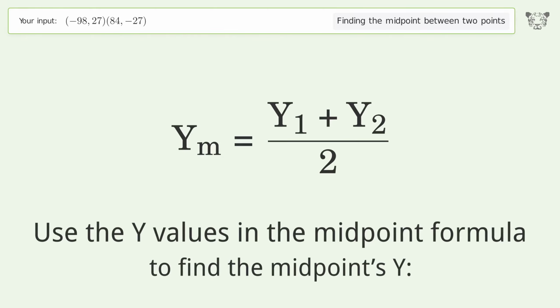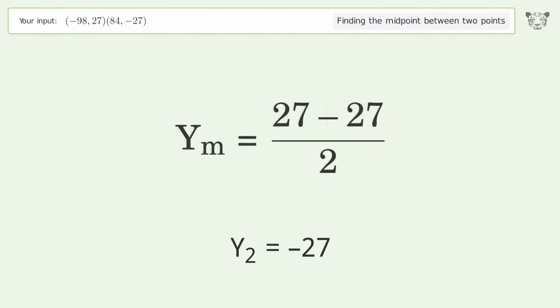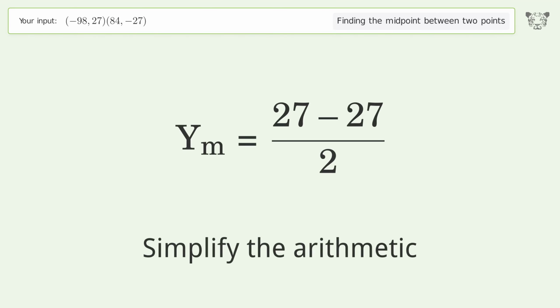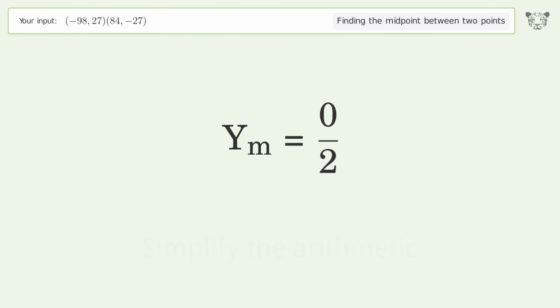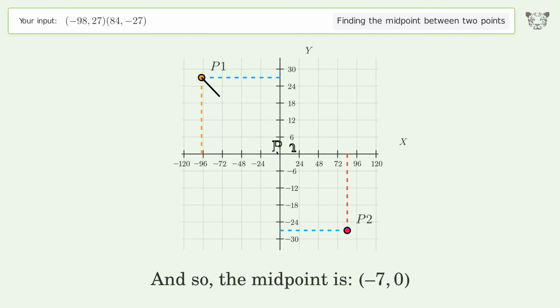Use the y values in the midpoint formula to find the midpoint's y. y1 equals 27. y2 equals -27. Simplify the arithmetic. And so, the midpoint is (-7, 0).